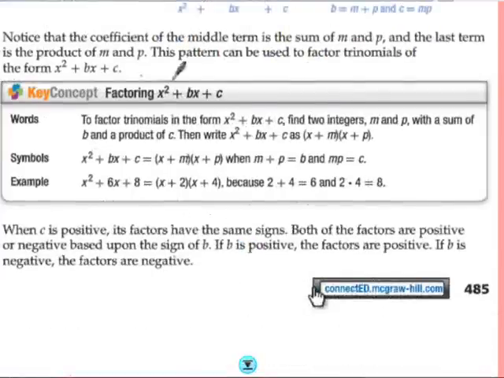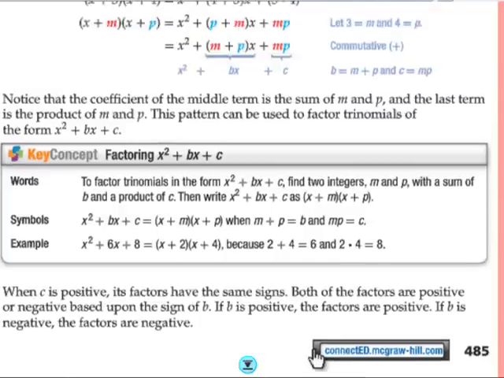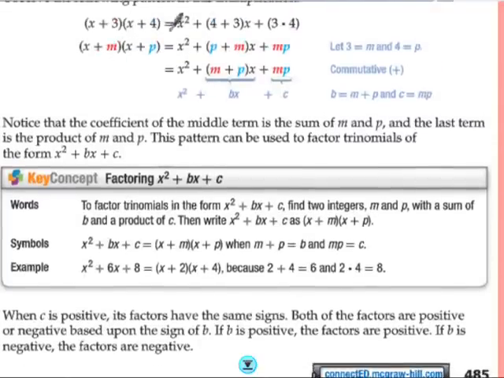So you notice that the coefficient of the middle term is the sum. Let's go back up so you can see right here. So if we replace 3 and 4 with m and p, just random variables, okay? If we replace them, then we would notice that m plus p, or p plus m, makes up that b term, and m times p makes up that c term, okay? So to factor trinomials that are in the form of x squared plus bx plus c, we're looking for two numbers that add to give us the middle term and multiply to give us the last term.